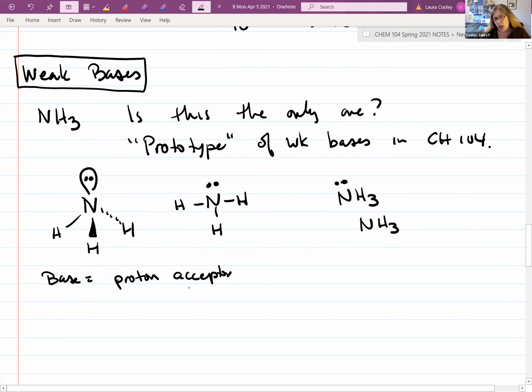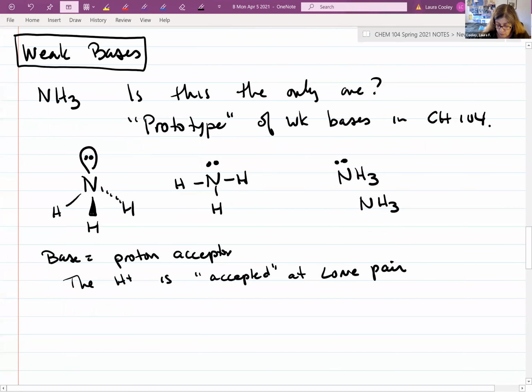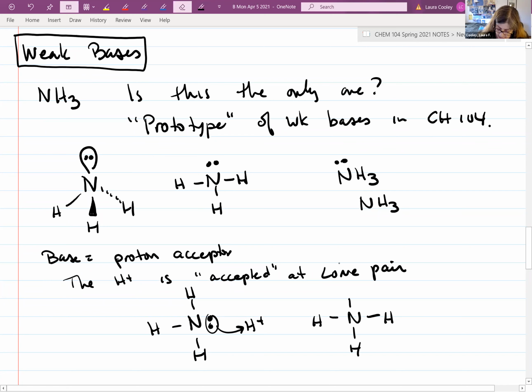So where does the proton go when it's accepted by an ammonia? It goes to that lone pair, right? So the H plus is accepted at the lone pair. In fact, that lone pair makes a bond. So you end up, you know, if this was your NH3, the H plus comes along and these two electrons form a bond. So you end up with, and it's not flat, it's tetrahedral.